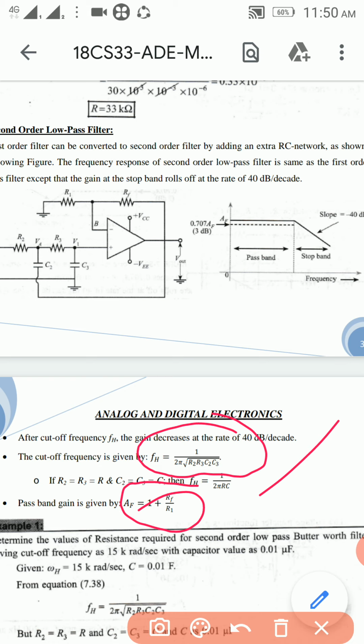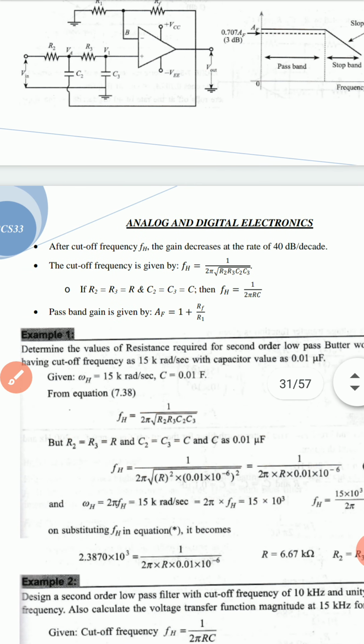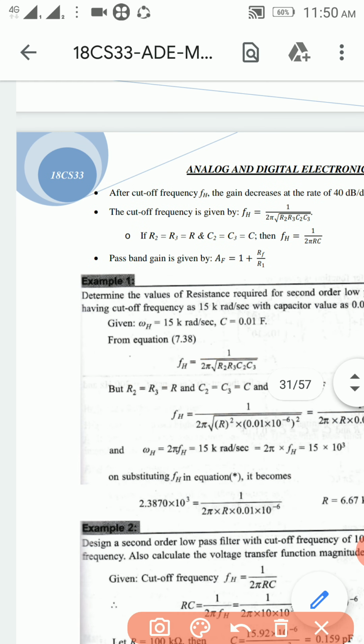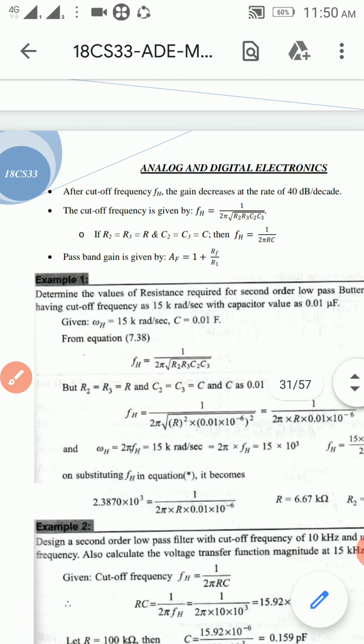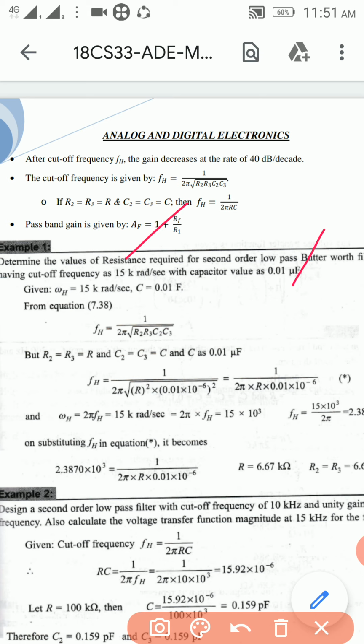Okay, again coming to the problem part. See here, determine the value of the resistance required for the second order low pass filter. Here the 0.01 capacitance value has been given and WH has been given, right? So we know the FH value. FH value is this one, 1 by 2 pi under root of these things.